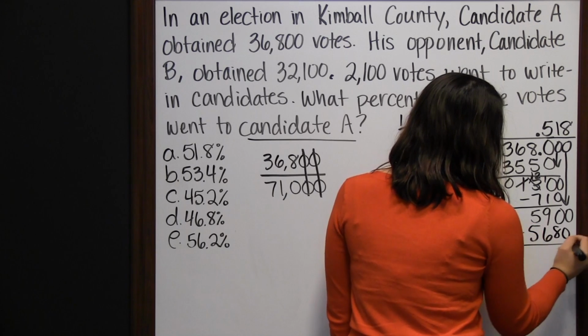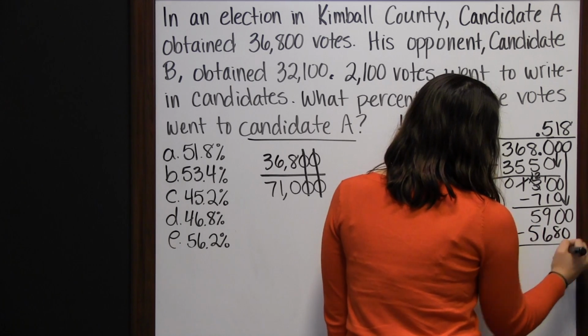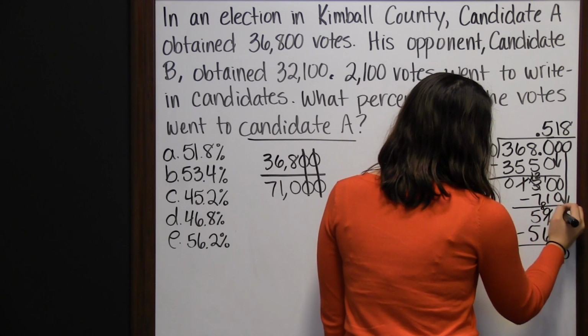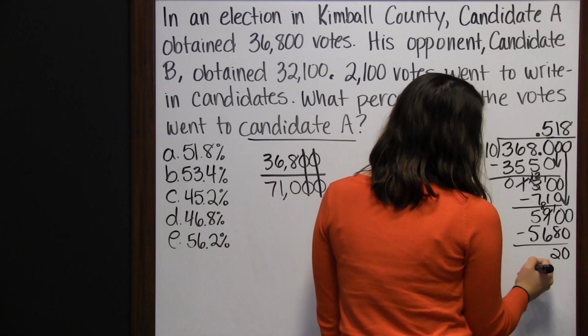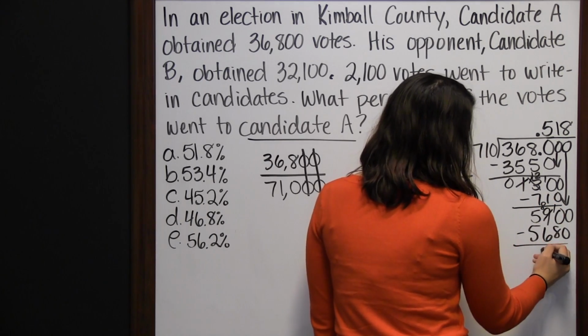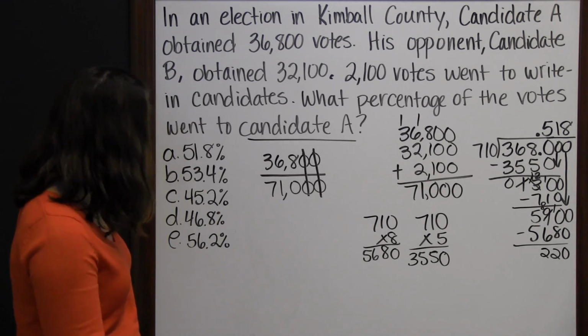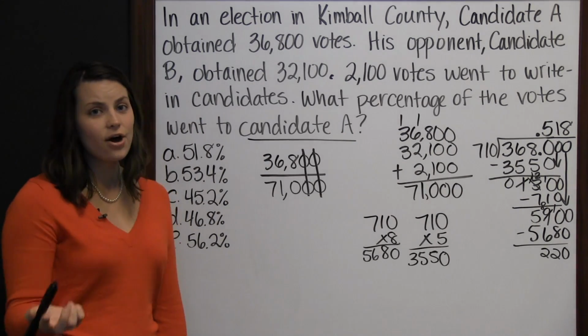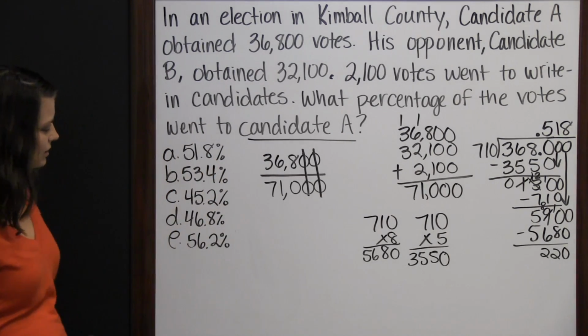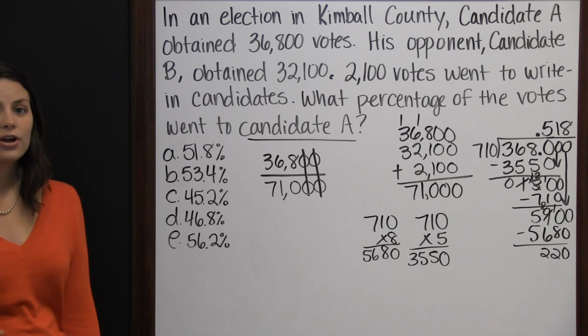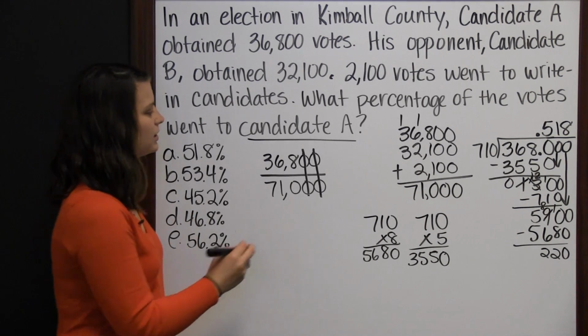And we have 5,680. We can subtract, and that's 0. Borrow from the 9, that's an 8, so that's 10. 10 minus 8 is 2. 8 minus 6 is 2, so we get 220. And we could keep going, but really, that's all I need to know, because as I look at my answers, it's very clear which one of these is my answer.